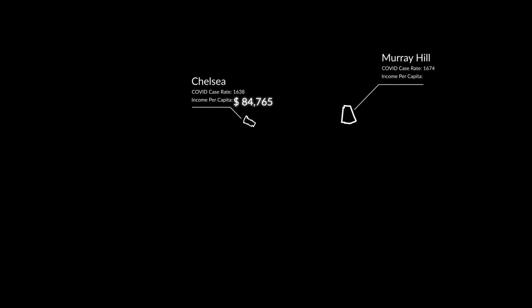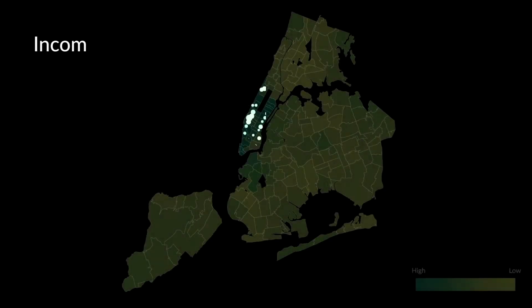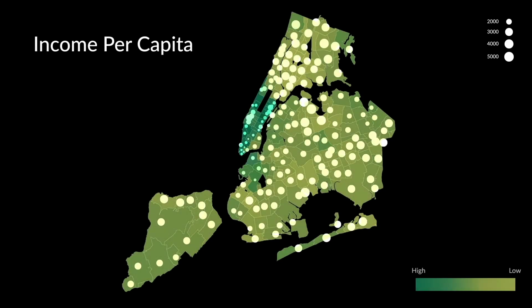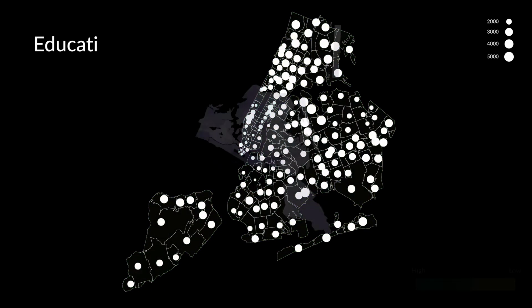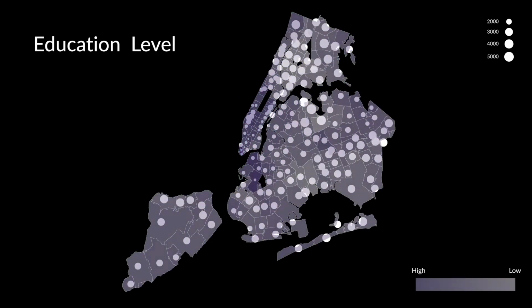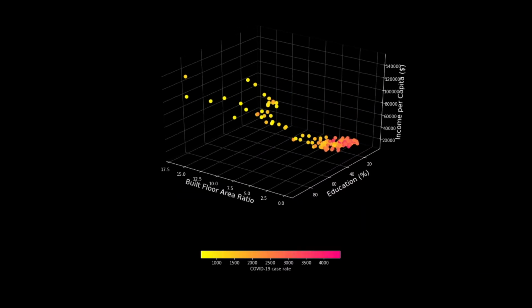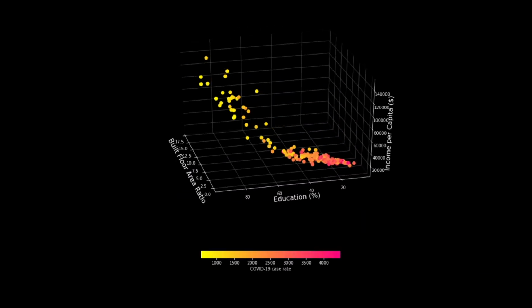When taking a closer look at the other characteristics of these two neighborhoods, we found that the income per capita in Chelsea was significantly higher than that of Murray Hill. And this seems to be the case citywide. The higher the income level, the lower the case rate. We also analyzed education level. When mapping out the percentage of people with a bachelor's degree or higher, the results indicate that the higher the percentage, the lower the case rate. Our linear regression analysis validates these initial observations.